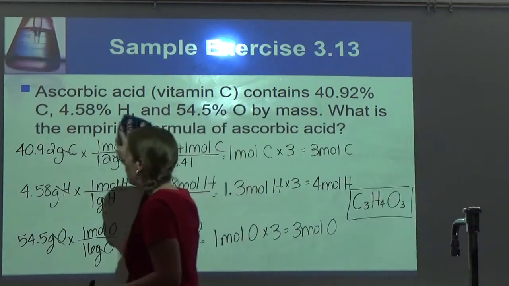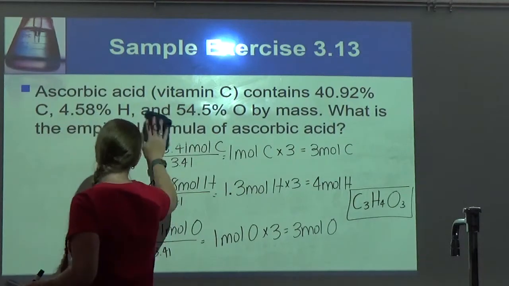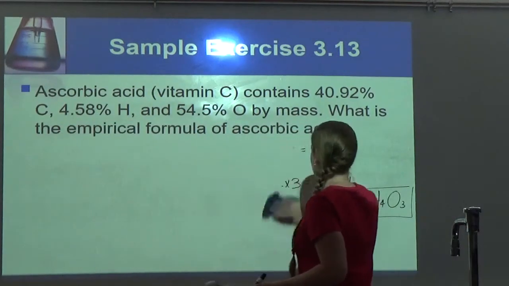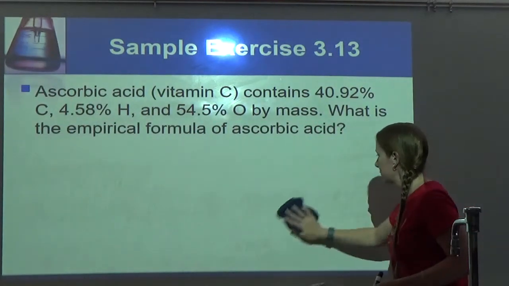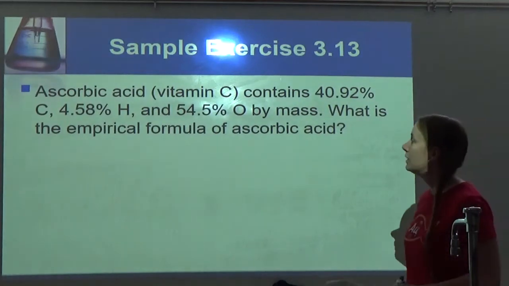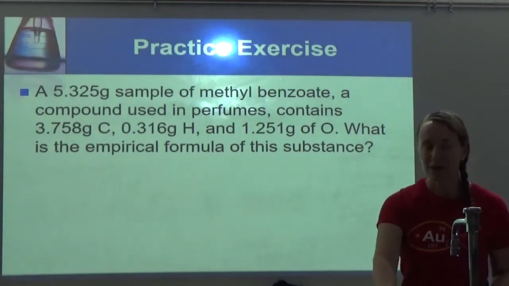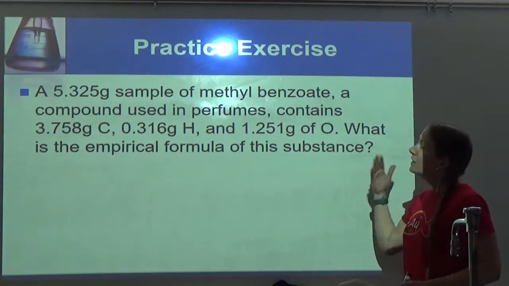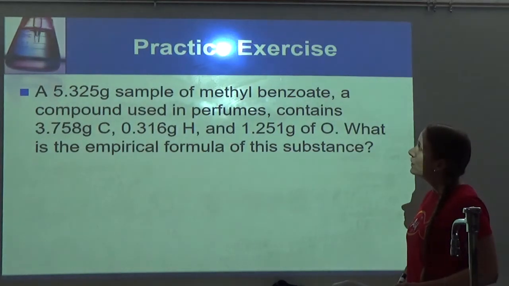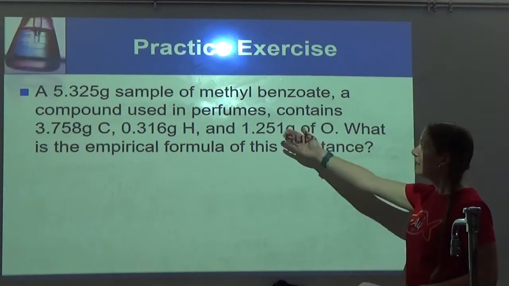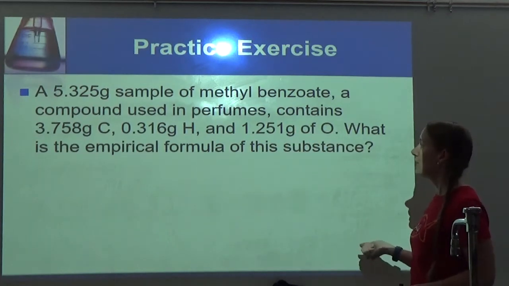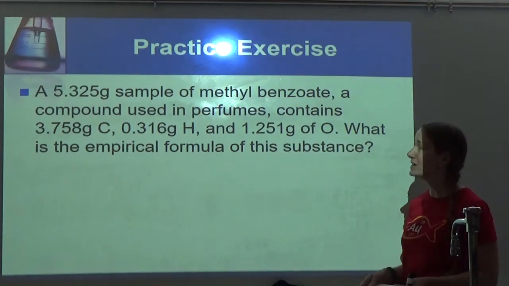All right, so again, hopefully you're seeing this and it's jogging your memory about us doing this in honors, because we did. So let's look at the next one. So it says a 5.325 gram sample of methyl benzoate, a compound used in perfumes, contains these amounts of carbon, hydrogen, and oxygen. What is the empirical formula of the substance?